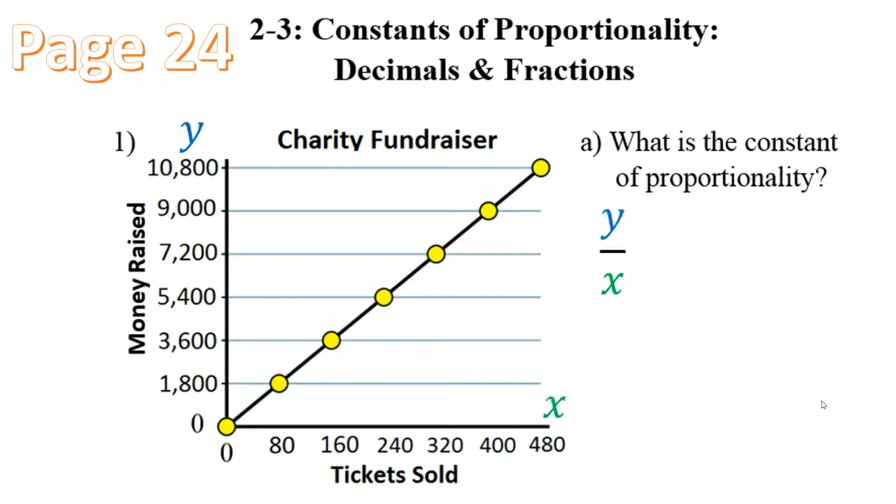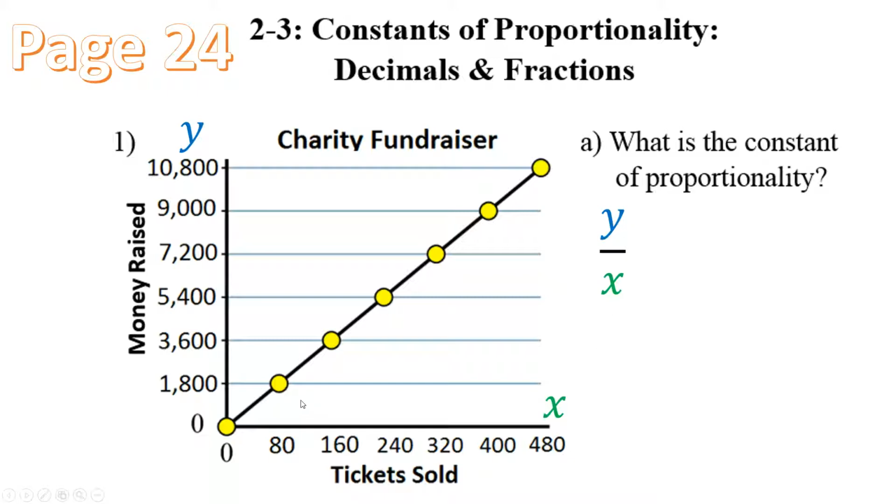So first off, it helps to label your axes, the vertical axis always being y and the horizontal axis always being x, and constant of proportionality will always be y over x. Therefore, we can use any of the ordered pairs that we can see from this table in order to find our y over x value.